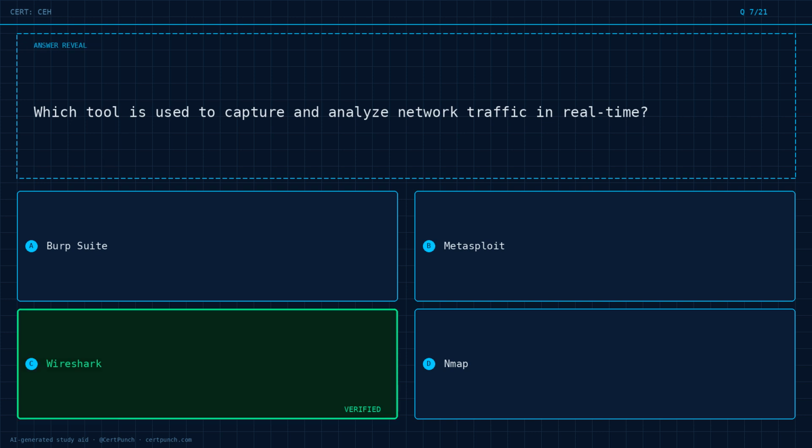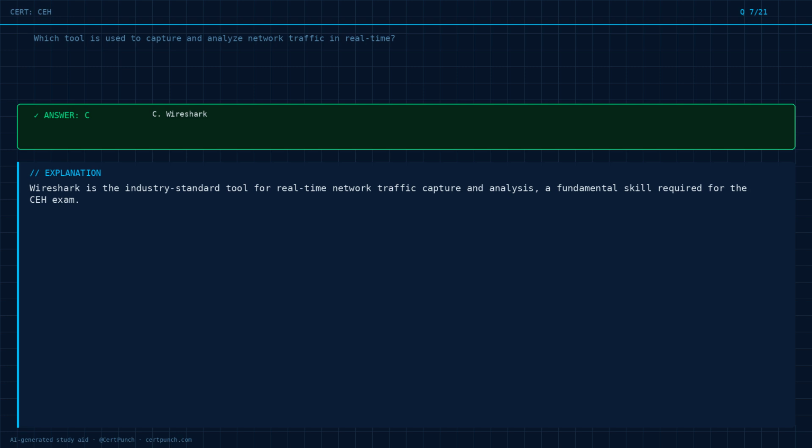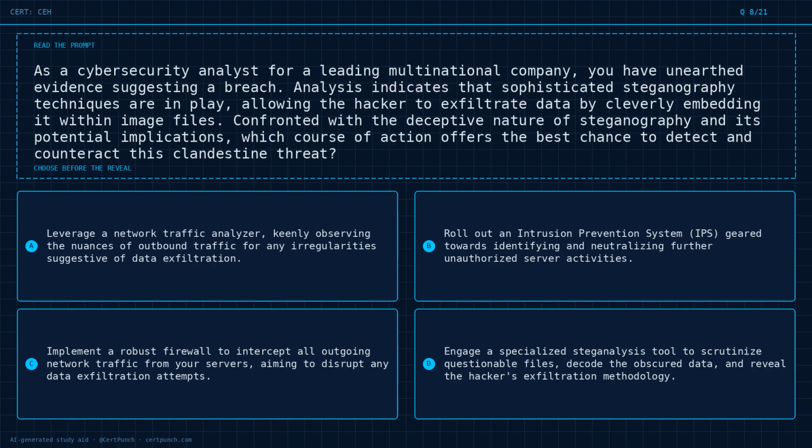The answer is option C. Exam logic. Wireshark is the industry standard tool for real-time network traffic capture and analysis, a fundamental skill required for the CEH exam. Question 8 of 21.